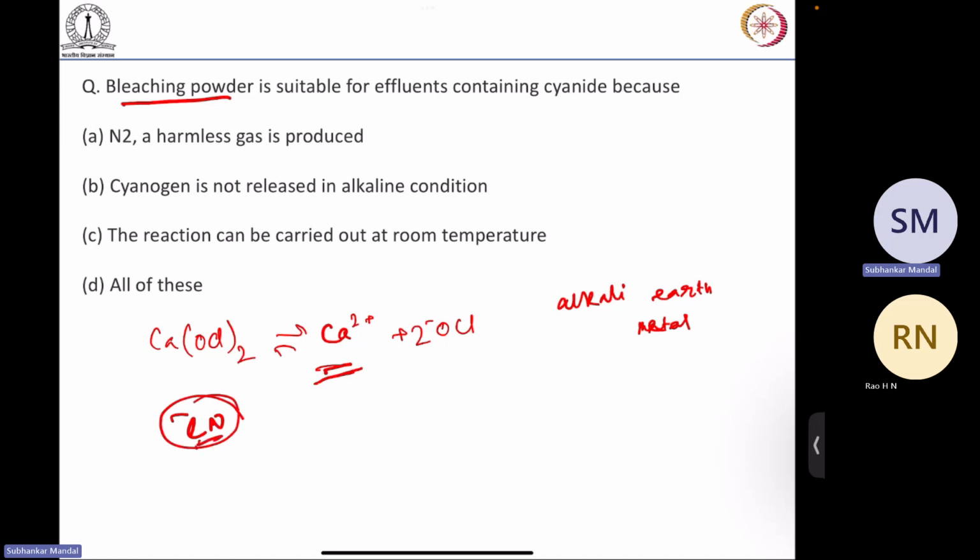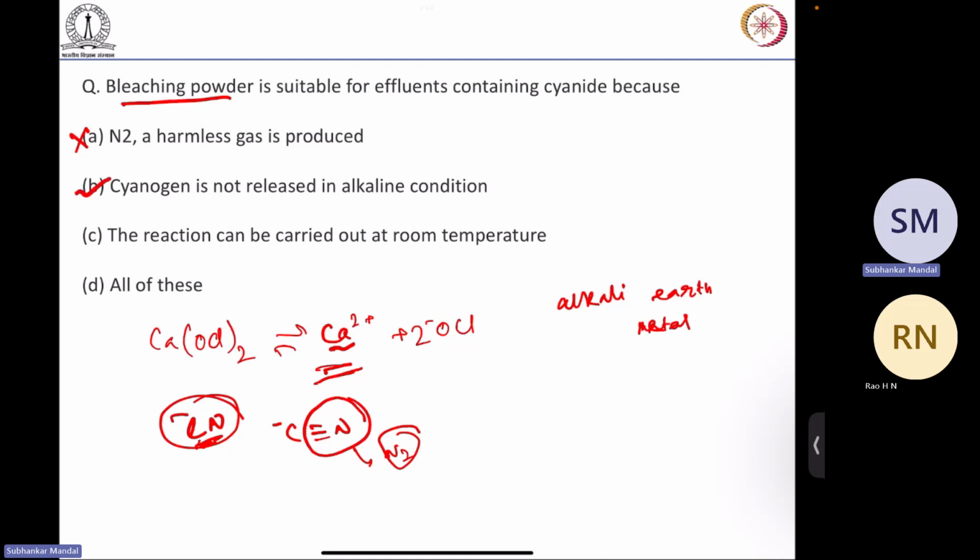So this bond is C triple bond N. So this is quite strong, so it cannot dissociate in normal condition. That means it is difficult to produce the N2 here, so this cannot be the answer. Cyanide is not released in alkaline condition. Calcium 2 plus is there, so it can coordinate with cyanide minus so that it cannot release. It can make a compound with calcium 2 plus. So I think B is the answer.